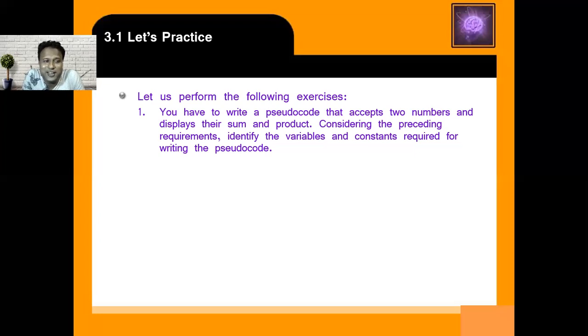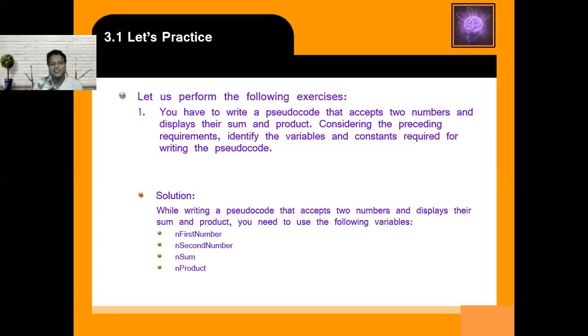So do we require four constants? No sir, there is no constant required. We require four variables. Clear? Yes sir. So first number, second number, sum and product are all called variables. Clear? Yes sir.